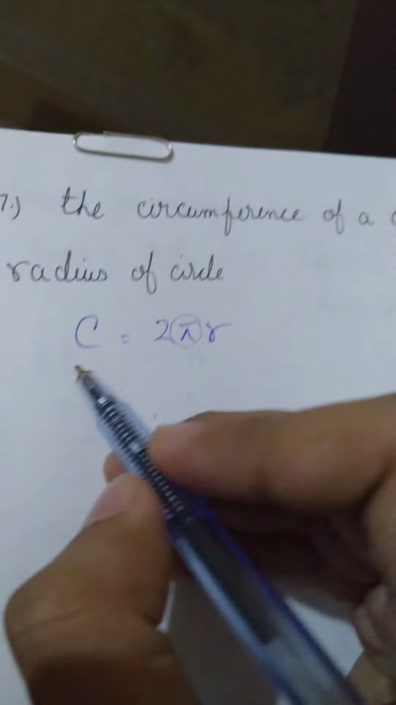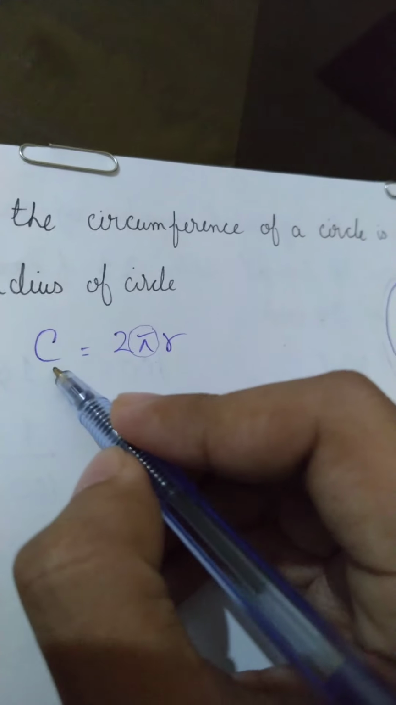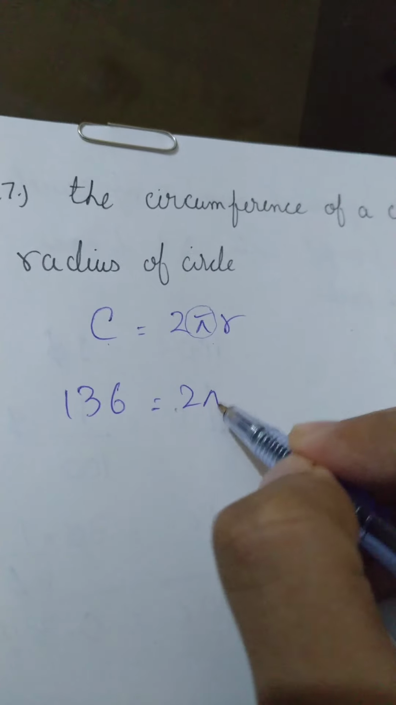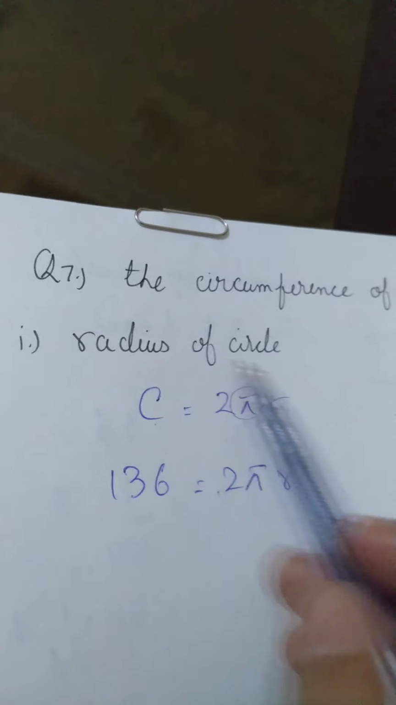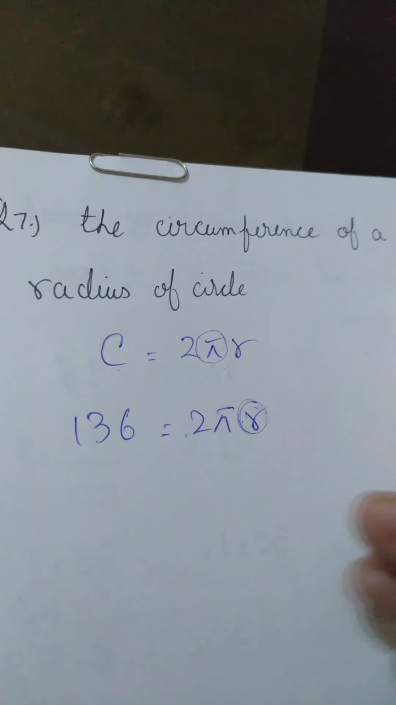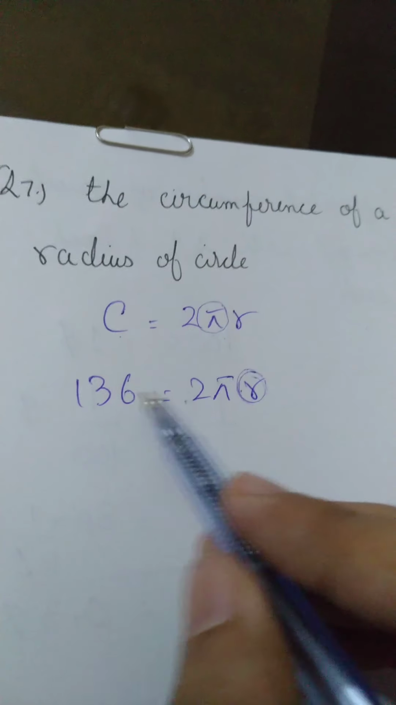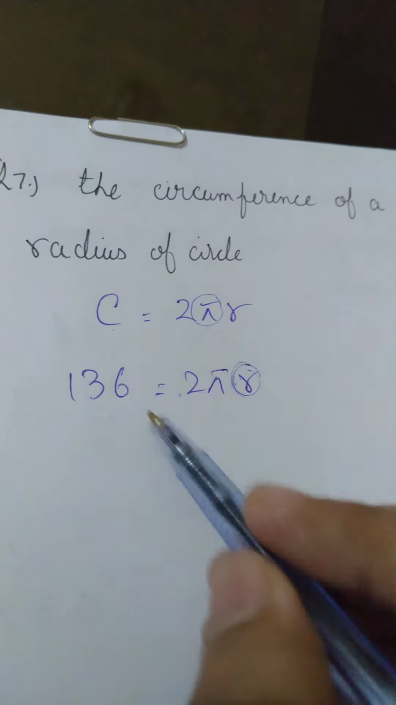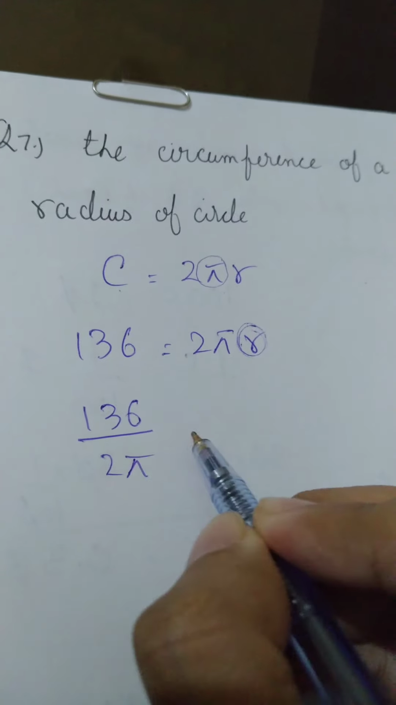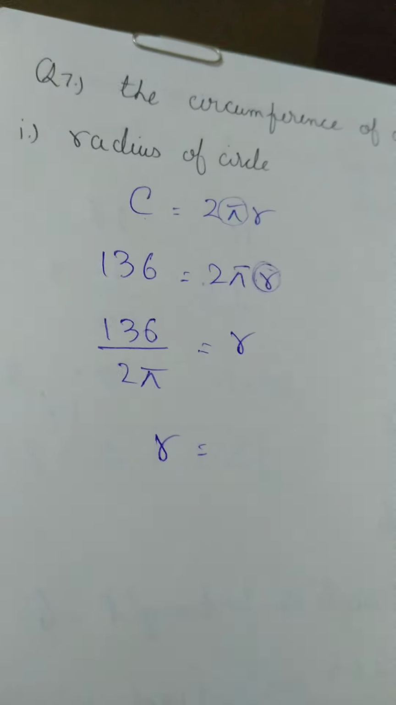So here we have circumference equals 2 pi r, and the circumference is given, so I will replace C with the given circumference, 136, and keep 2 pi r as it is. The radius of the circle is what we have to find, so I have to find this r, which is my radius in the formula. I don't want this 2 pi here, it should be on the other side. All three of them are multiplying, so if I send them across, they will divide. So 136 will be divided by 2 pi, and radius is alone here. So radius equals 136 upon 2 pi.